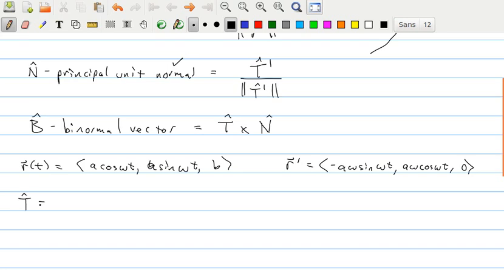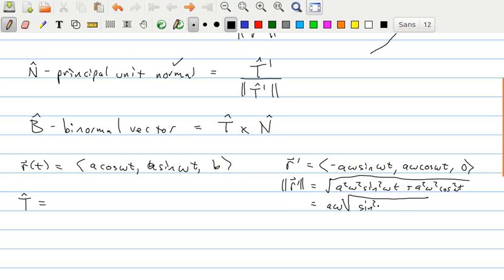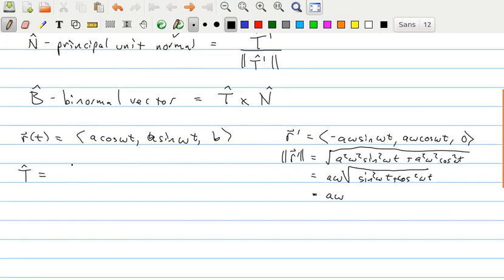So the unit tangent vector is r prime divided by its length. If we go through and get the magnitude of r prime, we take the square root of the sum of the squares of the components: a squared omega squared sine squared plus a squared omega squared cosine squared plus 0. These both have a squared omega squared in common, so we can take that right out of the radical. What's left over is sine squared omega t plus cosine squared omega t, which is 1. So we get a omega for the norm of r prime. If we divide that out, the unit tangent vector is r prime divided by its length, and this is negative sine omega t, cosine omega t, 0.